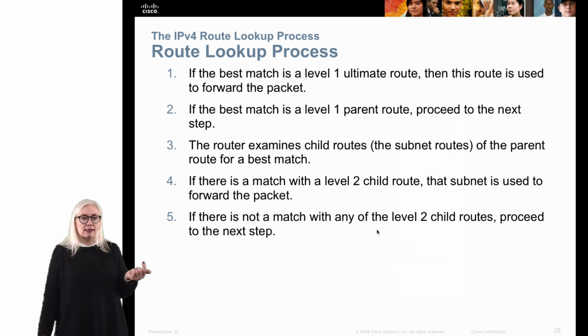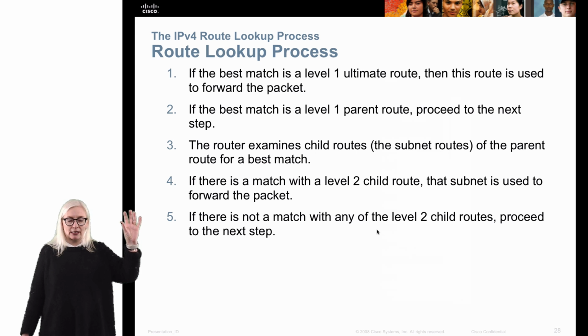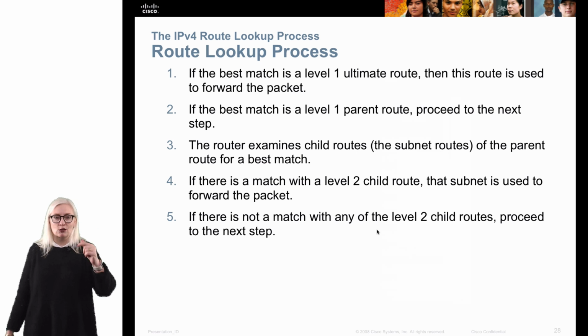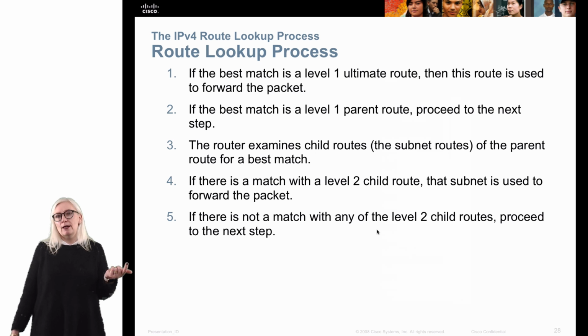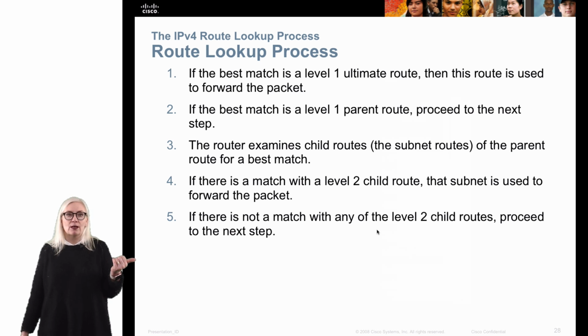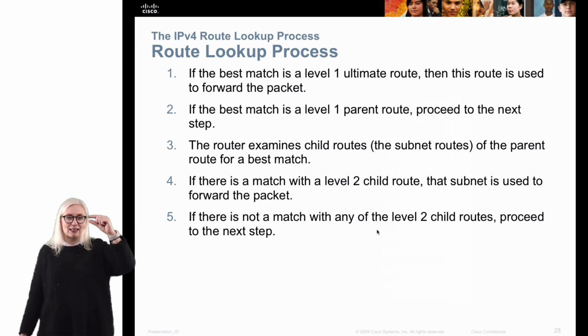So what happens when I get something in is that I get a packet with an IP address on it. I look at the network part of that IP address, and then I start looking into my routing table. If I have a match on my level 1 ultimate route, then this is used. If I don't, then it will try to find out with a parent route, because then it will look at whether this IP address is subnetted in any way. And if it is, then it will go to the child route and try to find the best match with my subnetted routes. If there is a match, it of course will send it out on this interface.